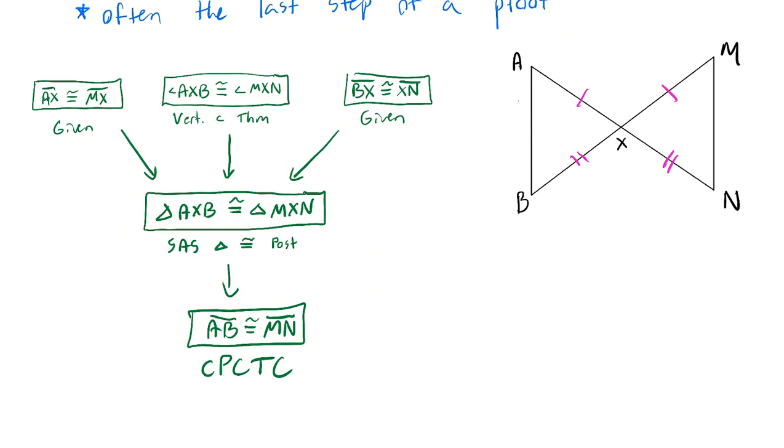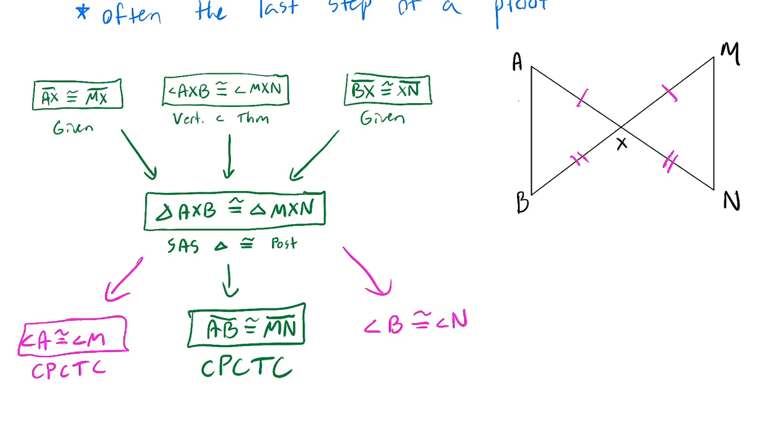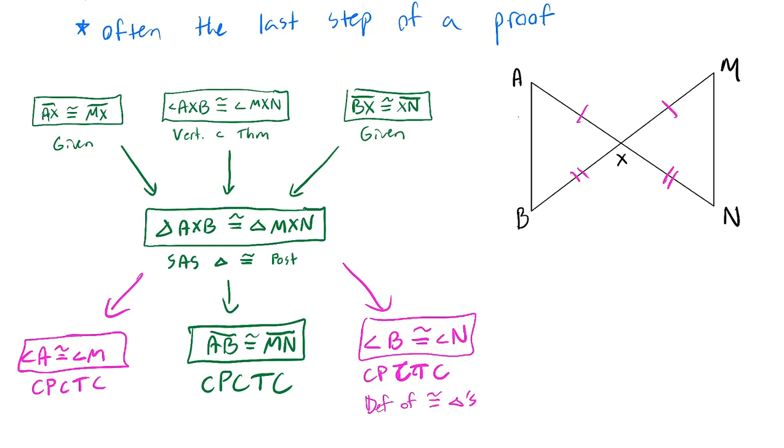I could say, well, I also know that angle A is congruent to angle M, right? And that's by the corresponding parts of congruent triangles are congruent. And I also know angle B is congruent to angle N. And again, that's by CPCTC. It's just saying the matching parts are the same. CPCTC, or you could say definition of congruent triangles, but every single book uses CPCTC, so I think that's a useful acronym. But this is very often the last step in a proof.